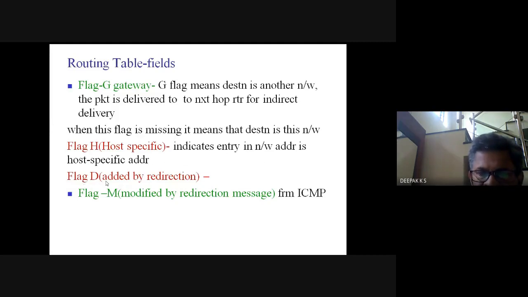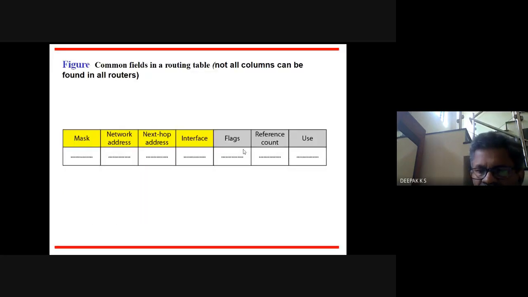Flag D is added by redirection. Flag M is also modified by a redirection message from ICMP. We had seen redirection, in which a host has a static routing table and forwards to some router, but it is not the appropriate router. In that case, ICMP will send a redirection message. So these are the flags: one field, a set of bits, mostly up to 5 bits, which gives additional information.